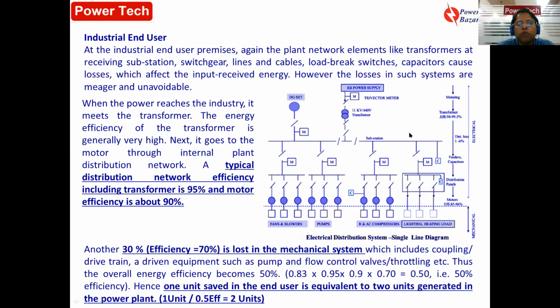That means the voltage is again given separately to different sections for their different applications with the help of energy meters. These energy meters are important as far as energy conservation is concerned, because unless you measure something, you cannot conserve energy.